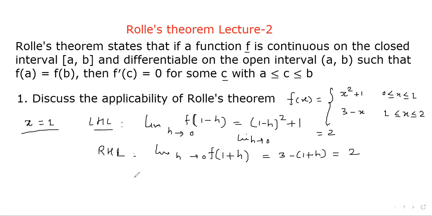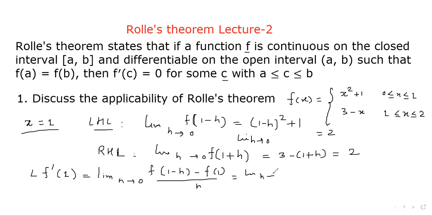Now we have to check differentiability. So the left hand derivative, Lf'(1). For this purpose we write limit h tends to 0, and by the definition of derivative, f(1 minus h) minus f(1) divided by h. So this will become limit h tends to 0, (1 minus h) squared plus 1 minus f(1), which is 2, divided by h. So on simplification, we will get 2.